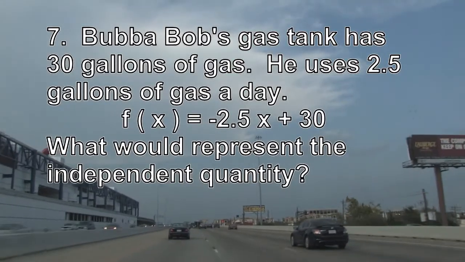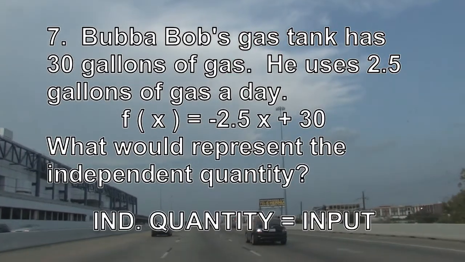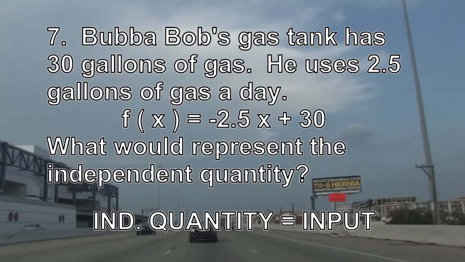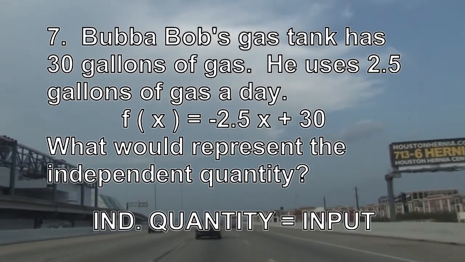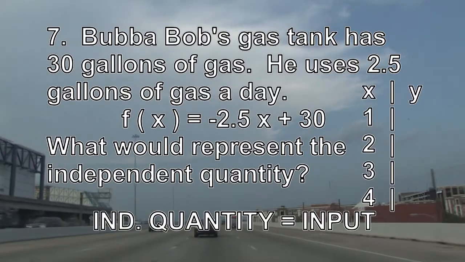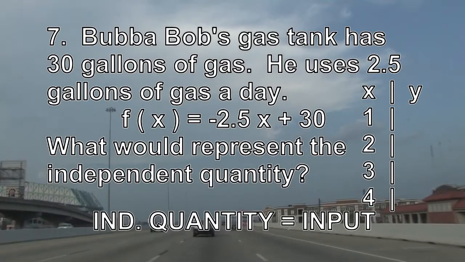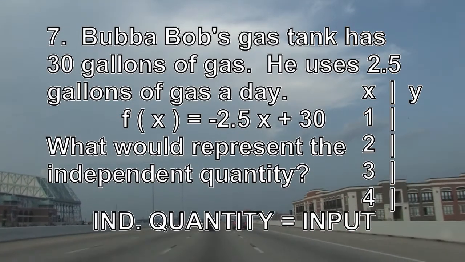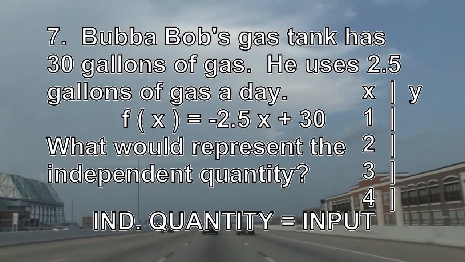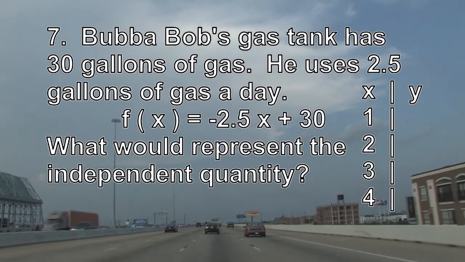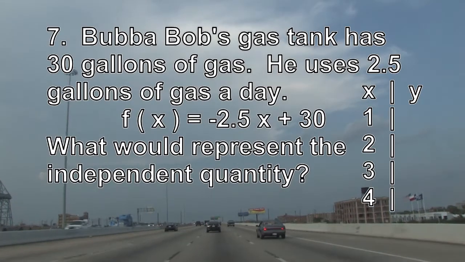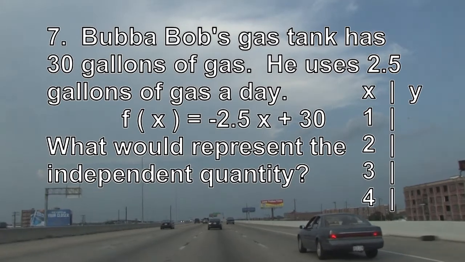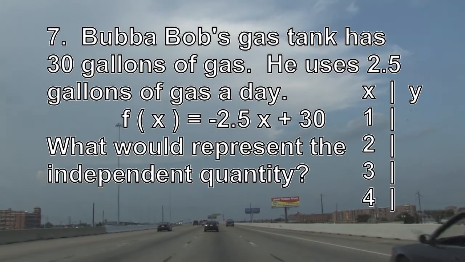To get this answer, we need to remember that the independent quantity represents our input, or the number we would plug into x. One way to think of our input would be to make a T-chart. If we made a T-chart with columns of x and y, the 1, 2, 3, 4 would represent what in the problem? If you were to go and read the problem, he uses 2.5 gallons of gas a day. The days are the input values, so the days would be the independent quantity.